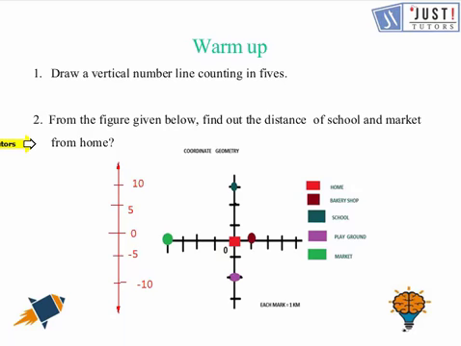Let's come to question number 2. From the given figure below, find out the distance of school and market from home. So if you look at the graph, we just need 3 things from there, which is home, school and market. And if we break the color code, we can straight away find that home is here, school is there and market is there. Let's have a look on the key that shows that each little mark is representing 1 kilometer. So we can say that school is at a distance of 3 kilometers from home and market is at a distance of 4 kilometers from home.